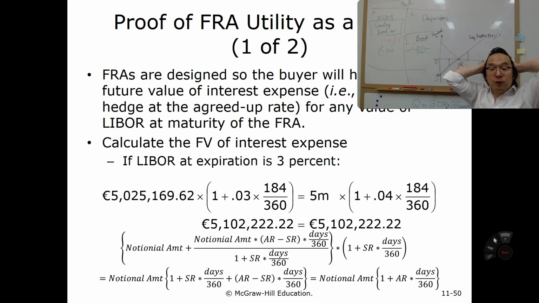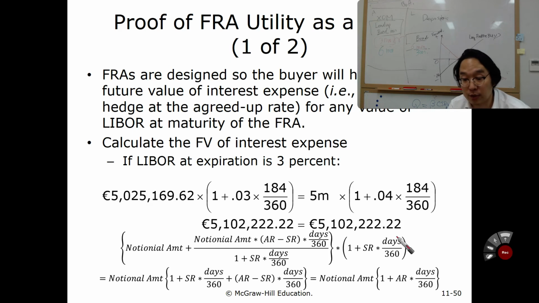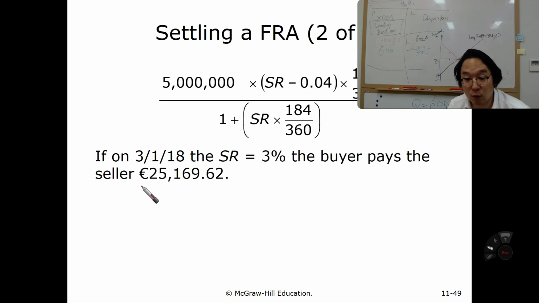Now calculate the future value of interest expense. If LIBOR at expiration is 3%, then what do you do? Well, here is your euro amount. Remember, at the 3% rate SR, you were getting the 25,169 euro in your previous calculation, 25,169 over here. So that was the gain that you're going to get.